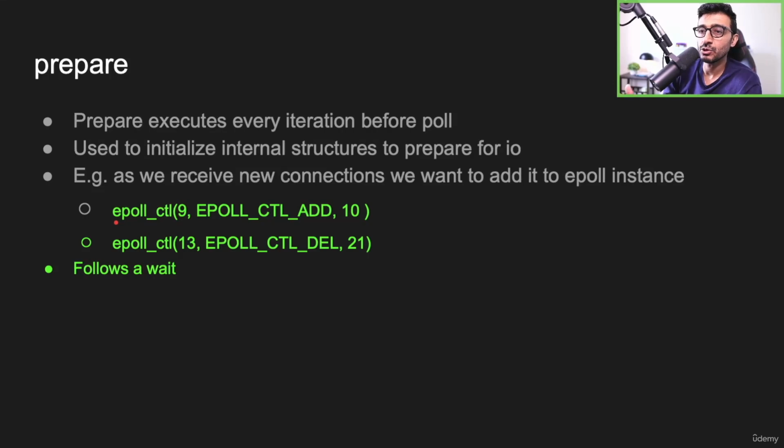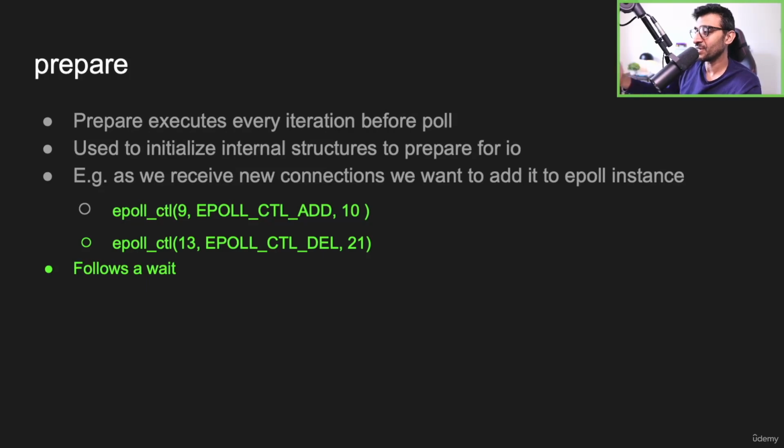So epoll essentially is the method by which we can poll for IO on this connection. Let's say I just receive a new connection. You're going to use an epoll control to add this connection. 10 is in this case the file descriptor for the connection, and you're going to add it to this particular epoll, and then it's going to start listening on these connection events.